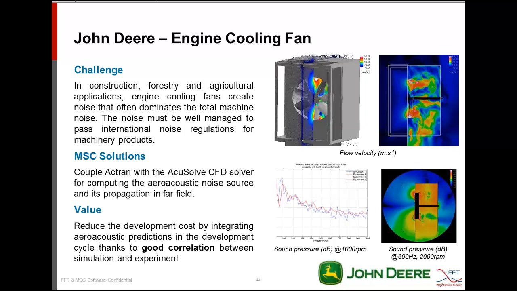Next example is from John Deere. It's an engine cooling fan. In construction and agricultural machineries, engines are very powerful, up to 600 horsepower, and vehicles being slow or stationary, huge cooling fans are required. For computing the noise, Actran used data from an unsteady CFD, and very good correlation with experiments has been obtained.